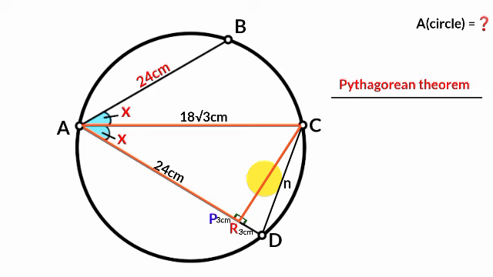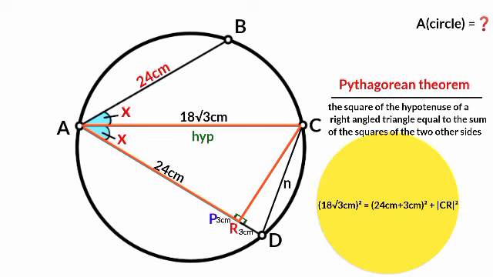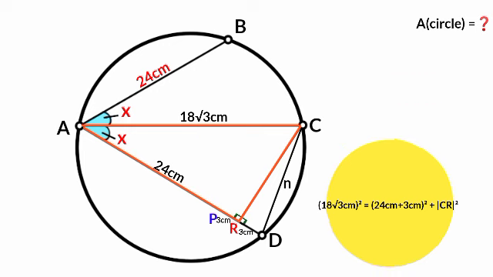The Pythagorean theorem states that the square of the length of the hypotenuse of a right angle triangle is equal to the sum of the squares of the length of the two other sides. The hypotenuse is the side facing the right angle, which is this here. So using the Pythagorean theorem, it's 18 root 3 centimeters all squared equal to 24 centimeters plus 3 centimeters all squared plus line CR squared. 24 centimeters plus 3 centimeters is 27 centimeters.